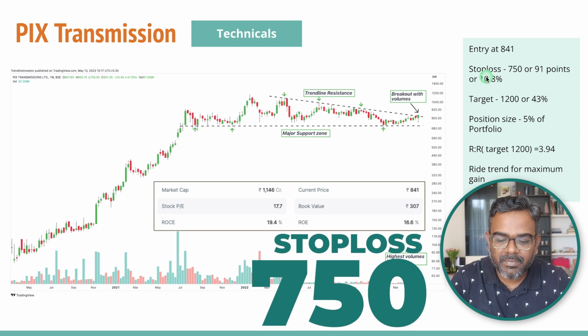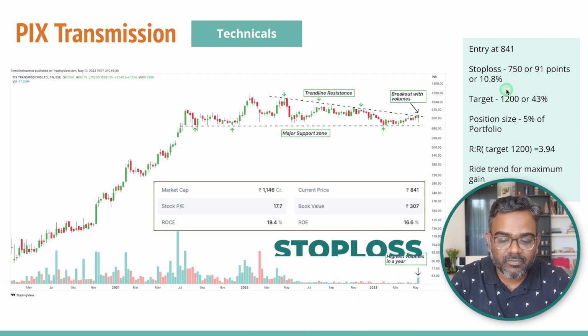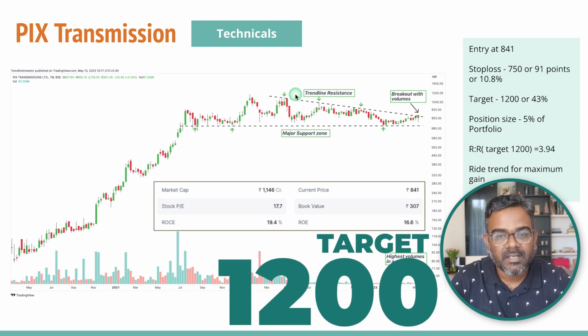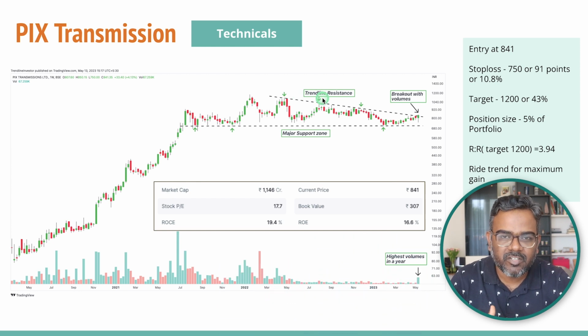Again, a stop of around 10 to 11%. And we're looking for targets of 1,200, which is the previous all-time high. Right now, I think it should probably be achievable if the market stays good in the next few weeks or months, and you might get some good returns.